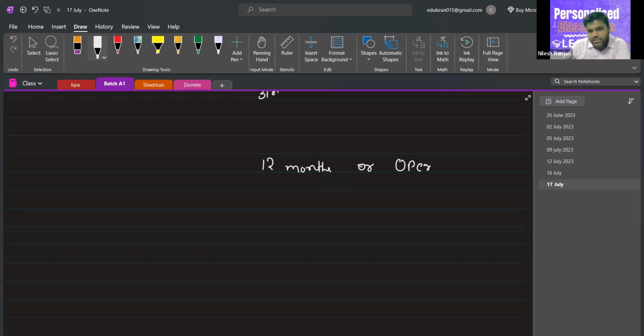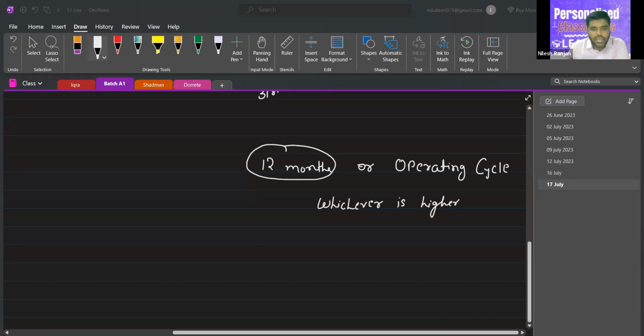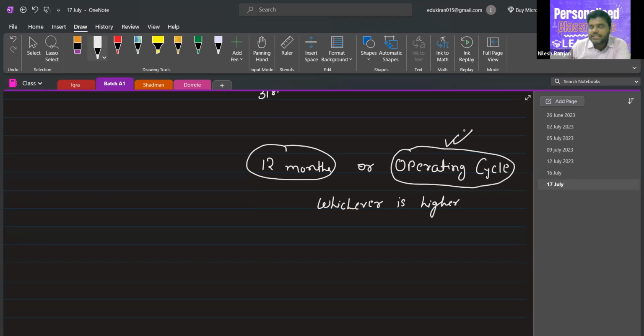We consider these two factors for the decision of current and non-current. So whichever is higher. If the operating cycle is less than 12 months, then we will take 12 months for this decision. And if the operating cycle is more than 12 months, then we will use the operating cycle for this type of decision.